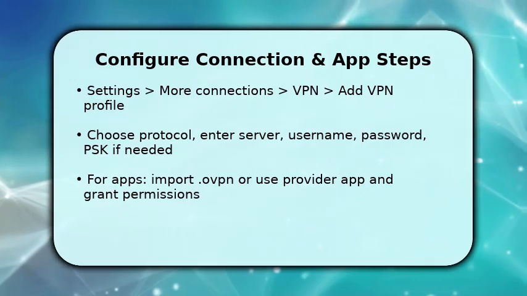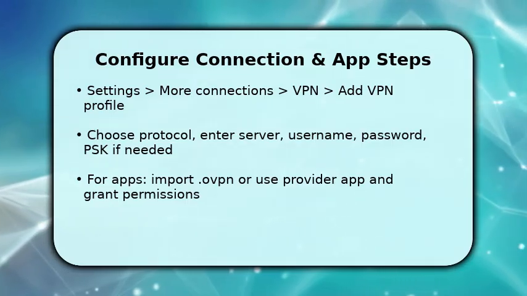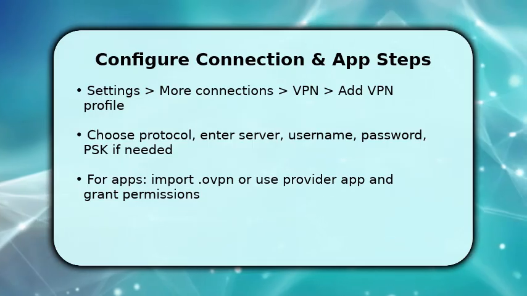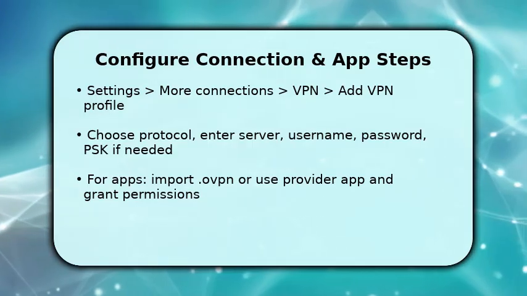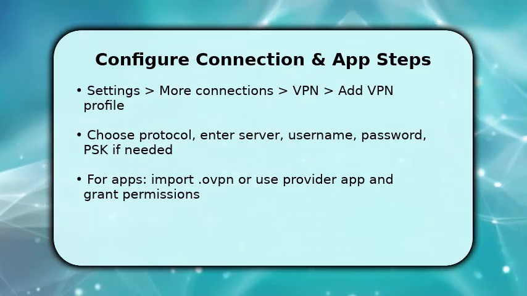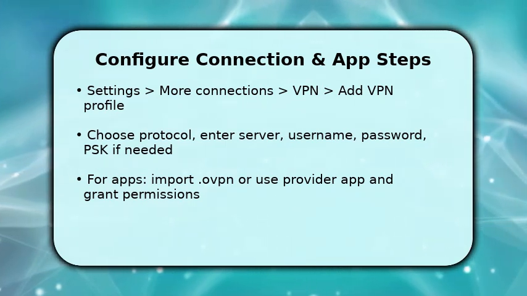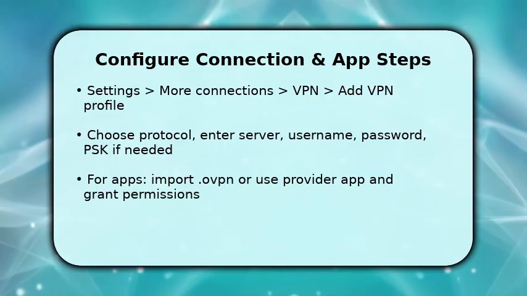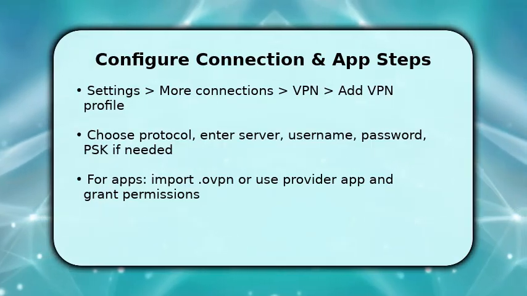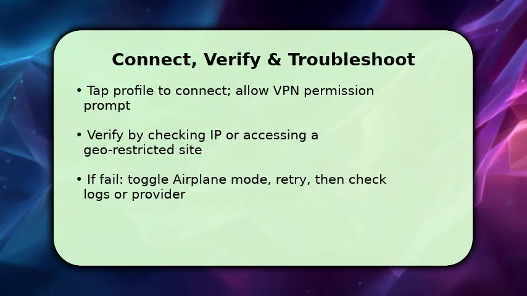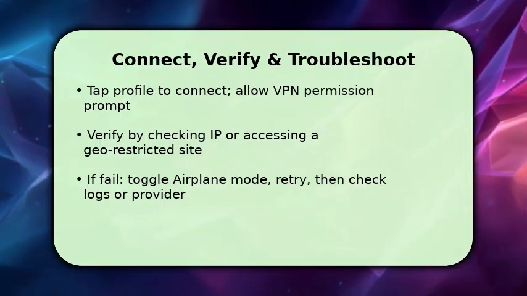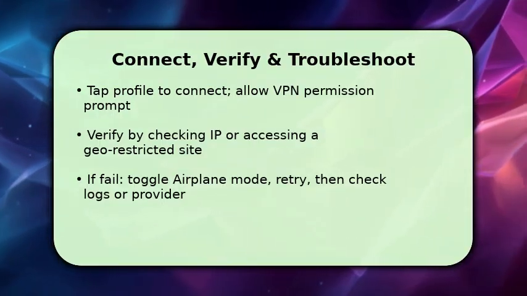If you're using an app, import the OVPN file or install the provider's APK from the Play Store alternative, then grant necessary permissions and allow the app to manage connections. Make sure to save the profile and test a quick connect to verify credentials. You finish by tapping the saved profile to connect and accepting the VPN permission prompt. This allows the tunnel to run.